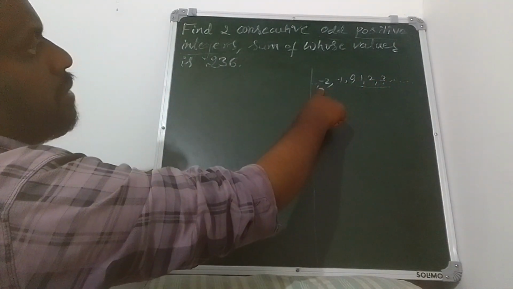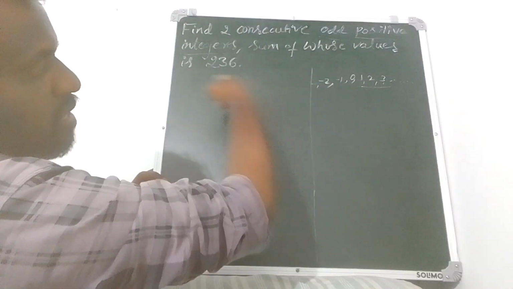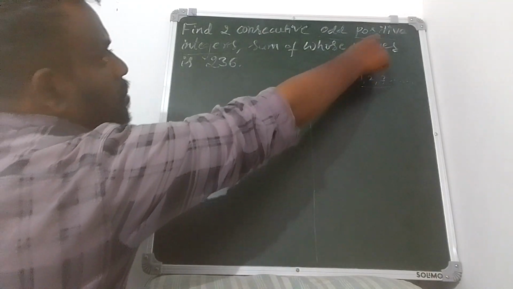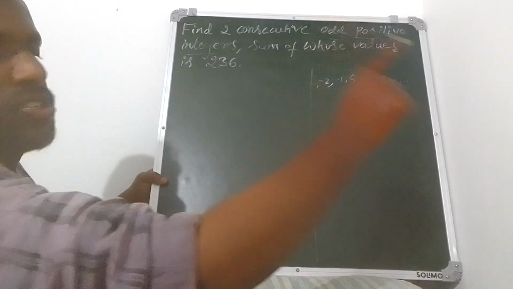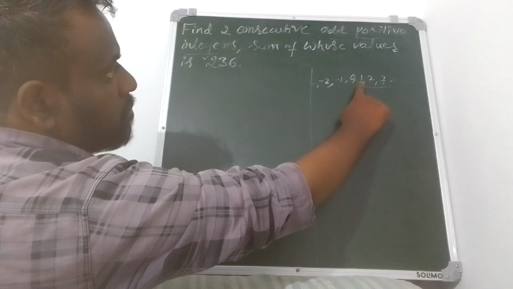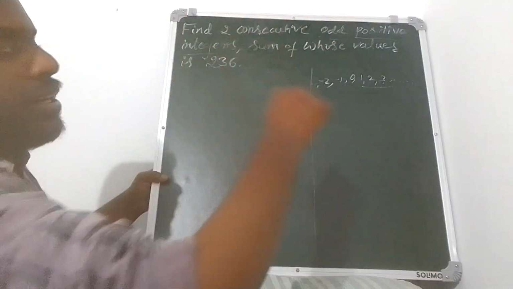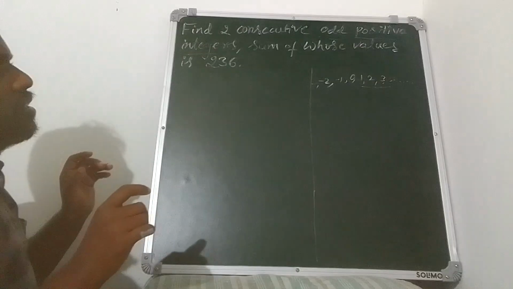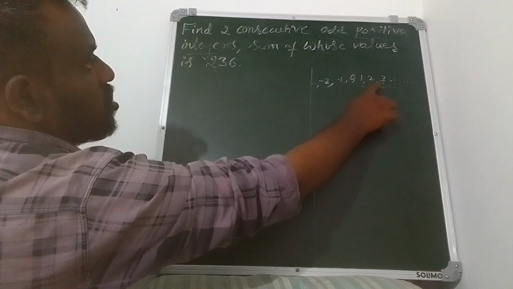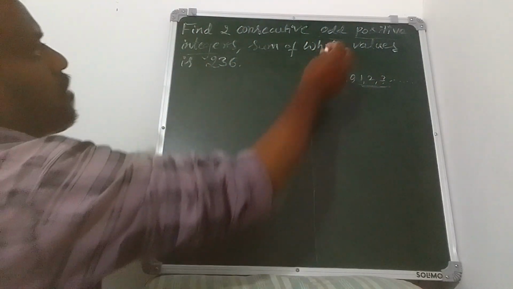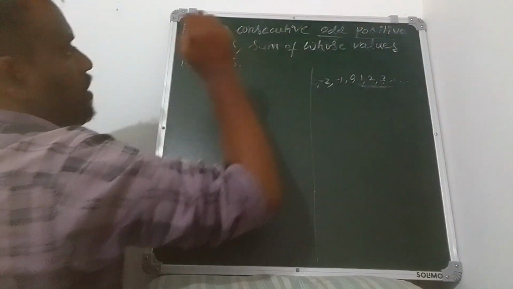So these are negative integers, minus 1, minus 2, minus 3, and this is 0. They are telling positive integers. Positive integers start from 1: 1, 2, 3, 4, 5, 6 till infinity. So they want these positive integer values. Remember this point. Next, another point: odd positive integer.